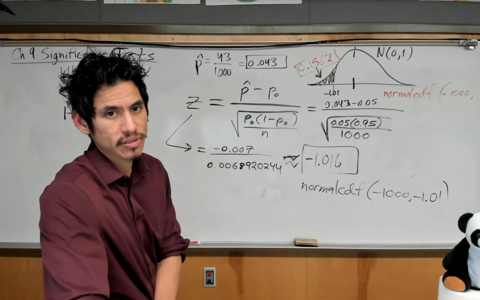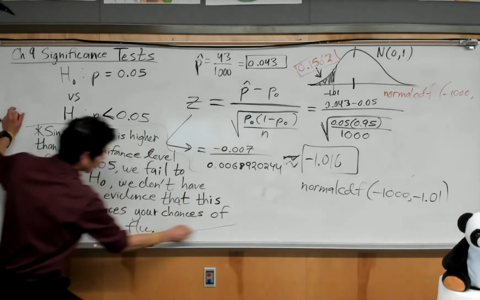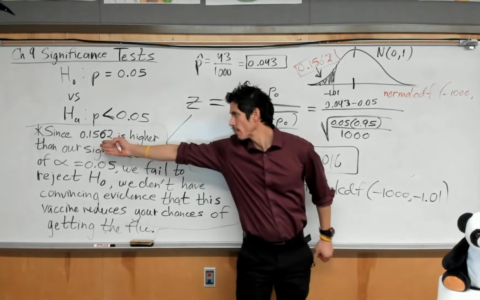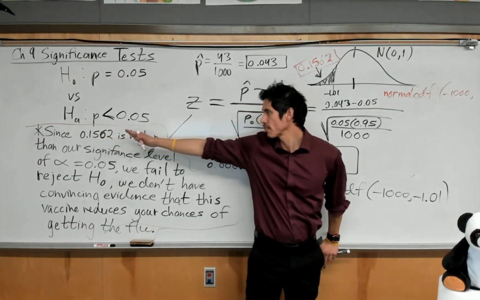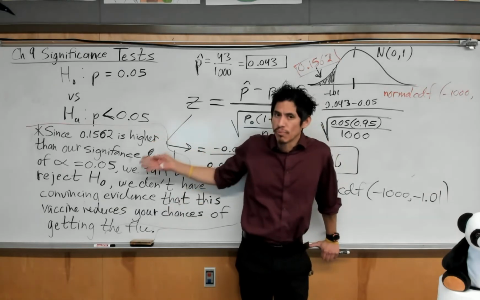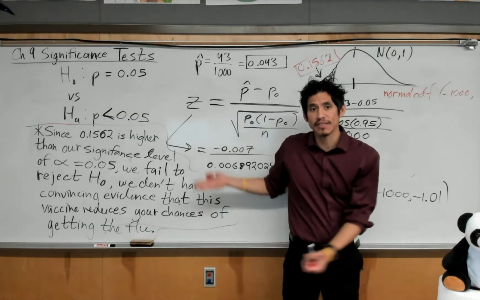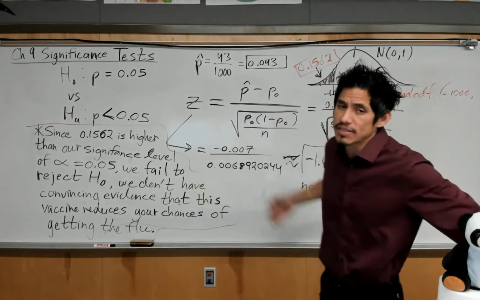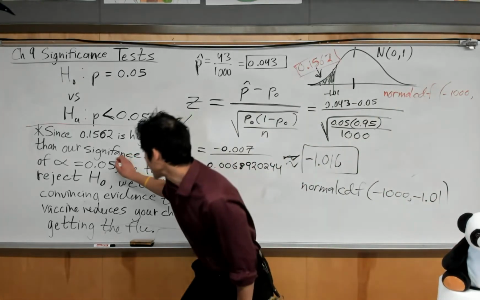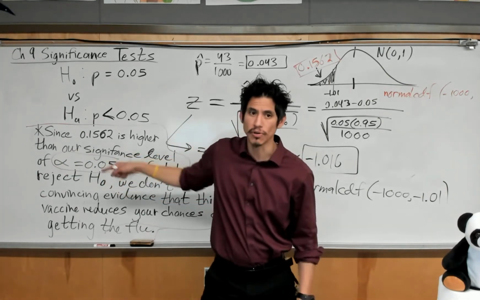So I'm gonna fast forward and that was tiring. Here we are. Let me put this in red. So since our p-value of 0.15 is higher than our significance level of 0.05, we fail to reject our null hypothesis. We do not have convincing evidence that this vaccine actually helps to reduce your chances of catching the flu. So, remember, if it doesn't give you a specific alpha or significance level to use, go with 0.05.